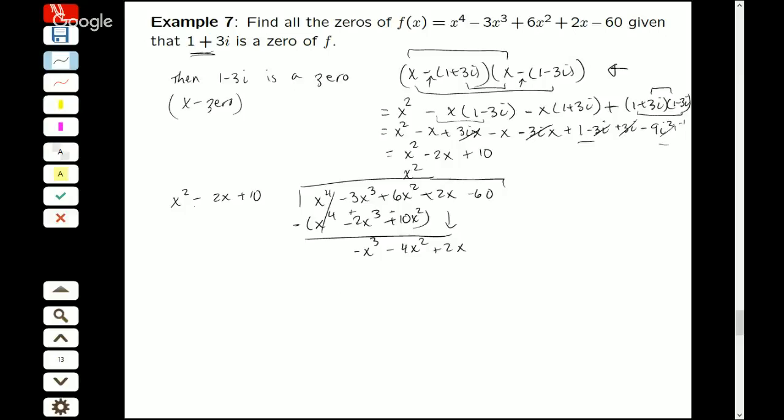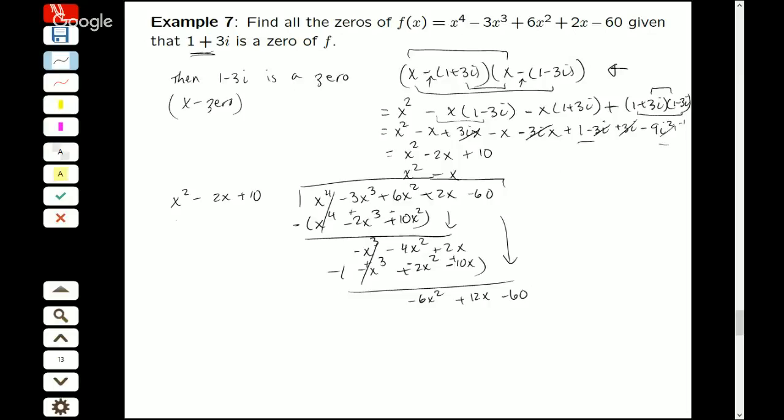How many times does x squared go into minus x cubed? Minus x. So we get a minus x cubed plus 2x squared minus 10x. Subtract it. This becomes a plus. They cancel. This is a minus 6x squared. That becomes a plus, so it's plus 12x. Bring down our minus 60.